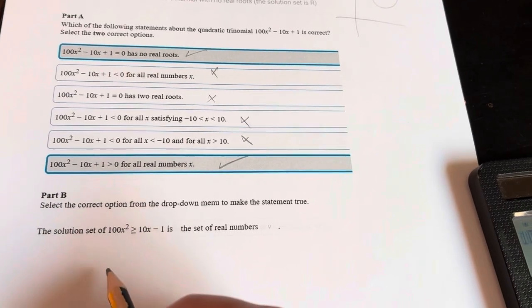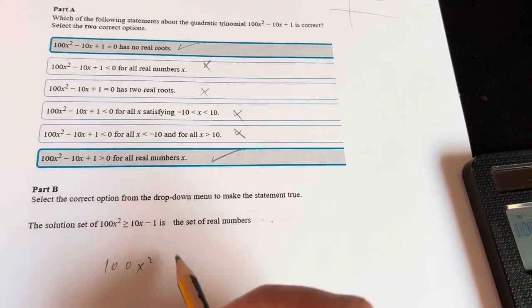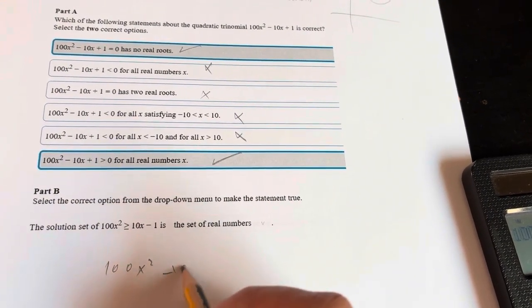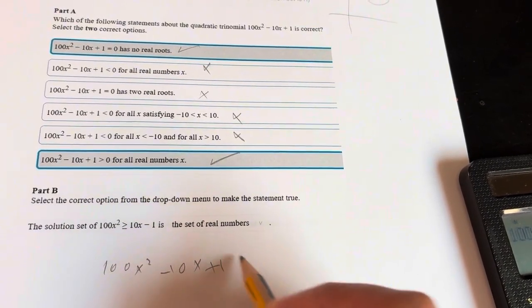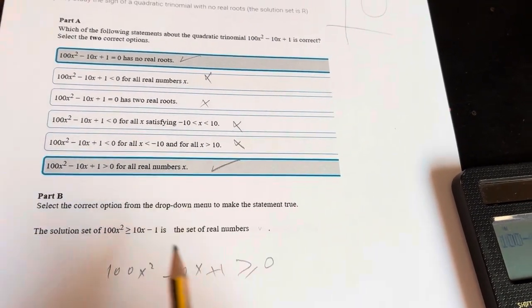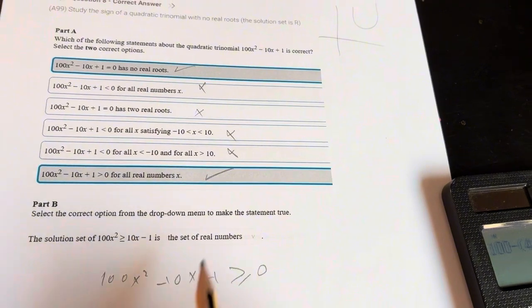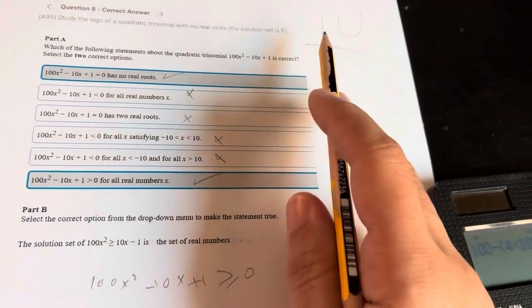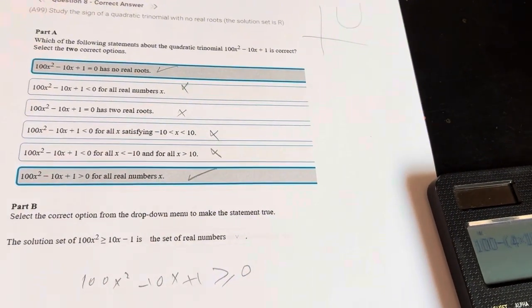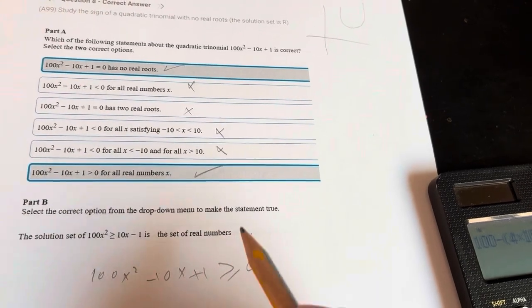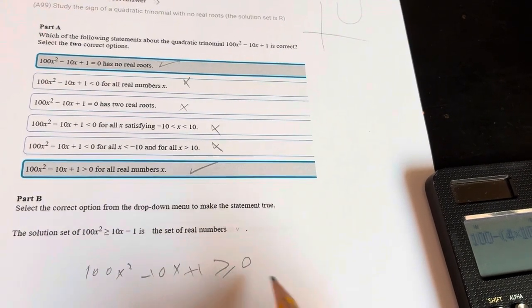Part B, 100x squared, I'll take this to the other side, minus 10x plus 1 greater than or equal to 0 for the set of all real numbers. Any number of value, this is greater than or equal to 0. It's not equal to 0, but it fulfilled the greater, so it is correct.